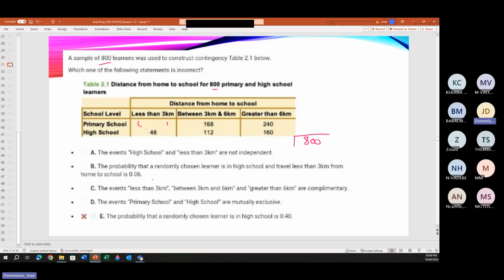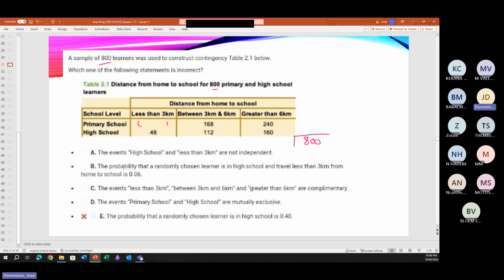The probability that a randomly chosen learner is high school, less than, okay, so that is a combination. The events less than, between, and greater than are complementary. The events primary school and high school are mutually exclusive. And the probability that a randomly chosen learner. Okay, so I would first look at options C and D, and they want which one is incorrect.